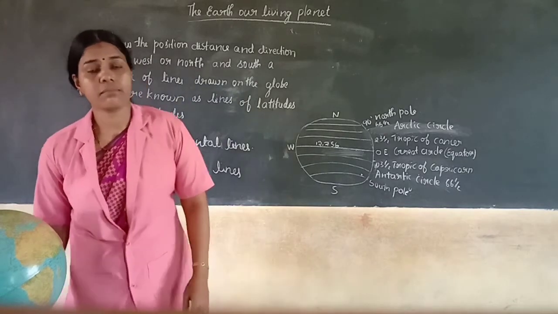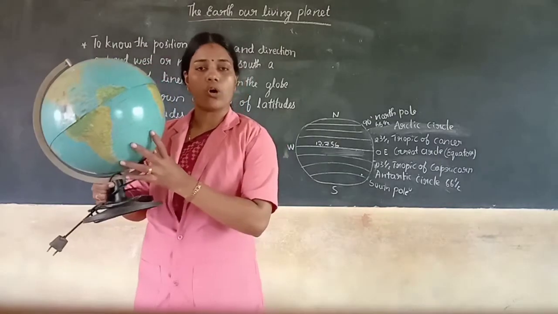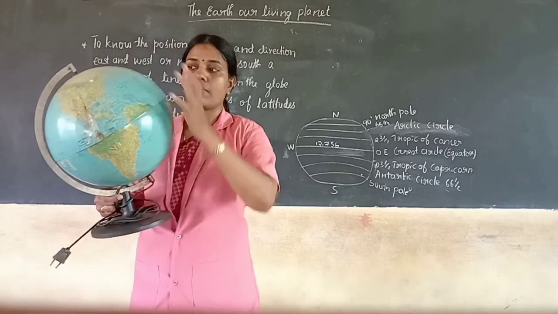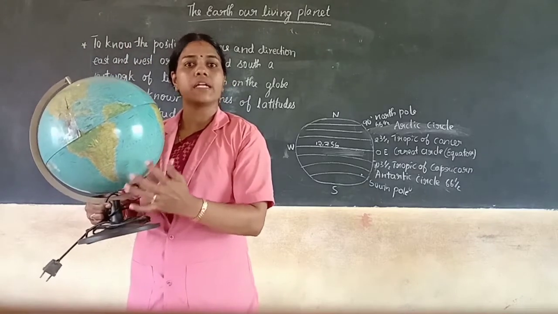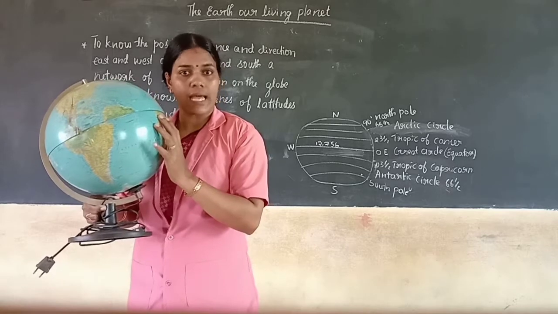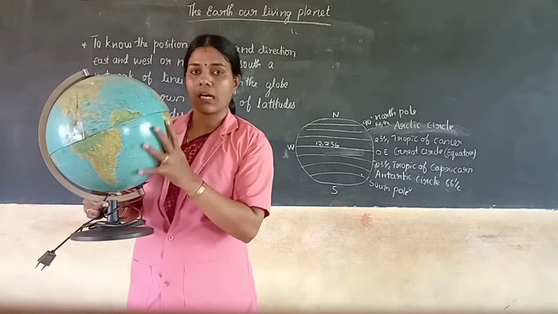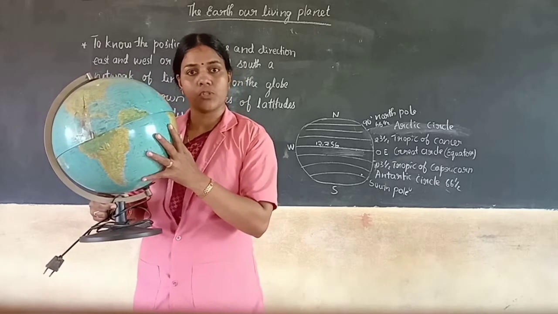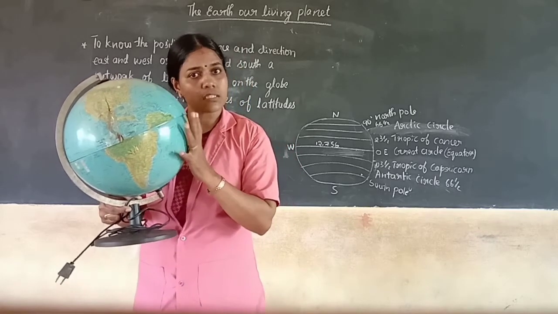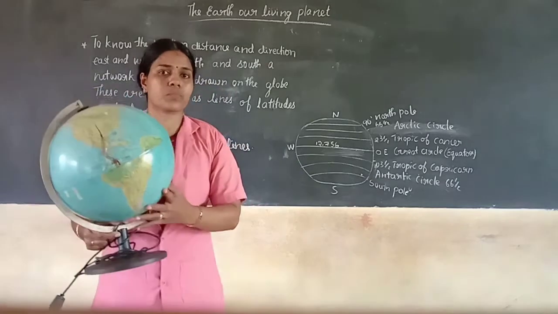Have you seen a globe? In this globe, many lines are drawn from north to south and west to east. These are imaginary lines. Do you know why these lines are drawn on the globe? Yes, this is the model of Earth. Why are these lines drawn on the globe?